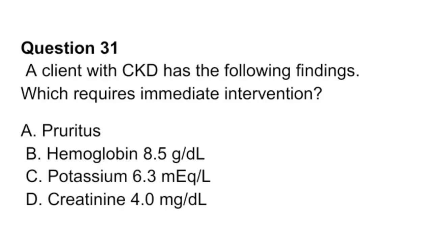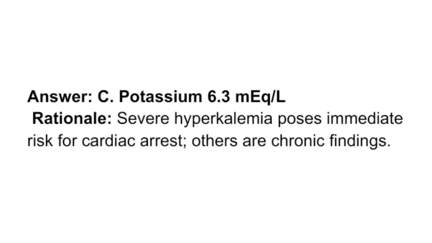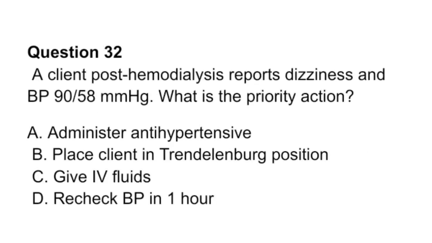Question 31. A client with CKD has the following findings. Which requires immediate intervention? A. Pruritus. B. Hemoglobin 8.5 grams per deciliter. C. Potassium 6.3 milliequivalents per liter. D. Creatinine 4.0 milligrams per deciliter. Answer: C. Potassium 6.3 milliequivalents per liter. Rationale: severe hyperkalemia poses immediate risk for cardiac arrest. Others are chronic findings.